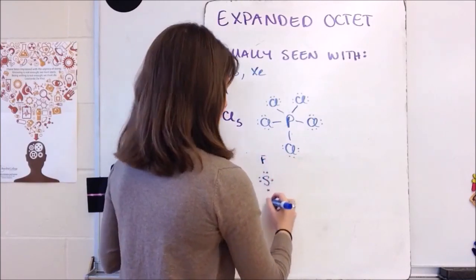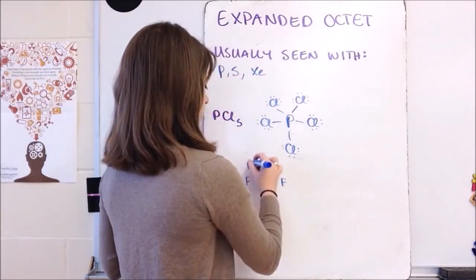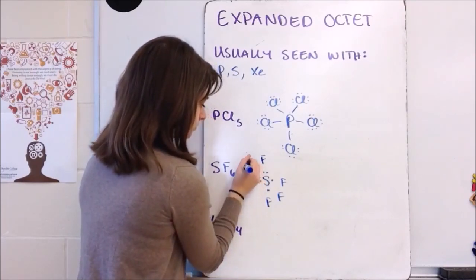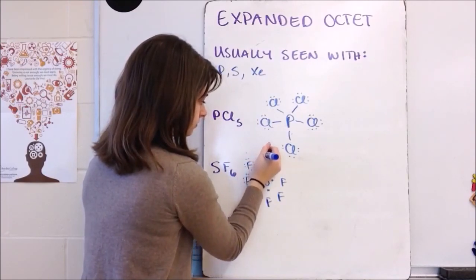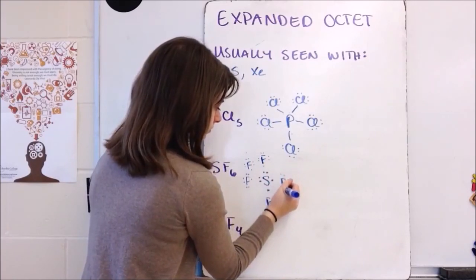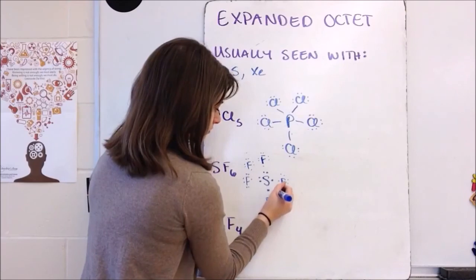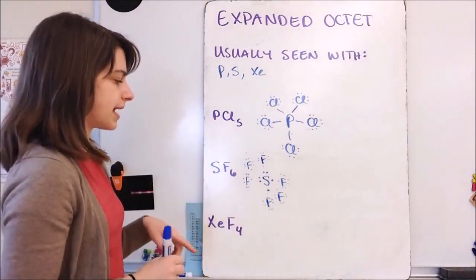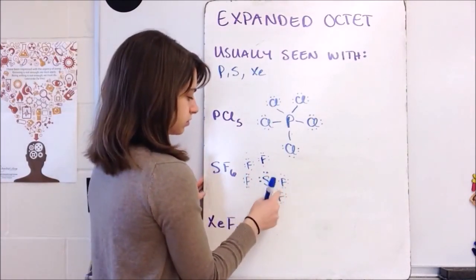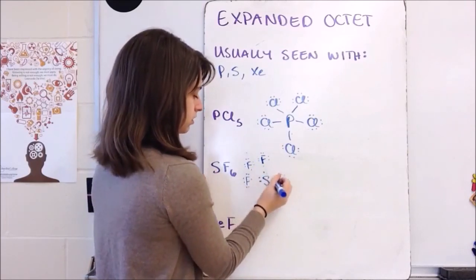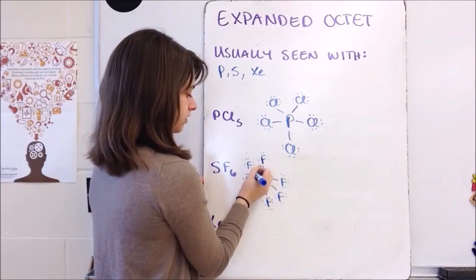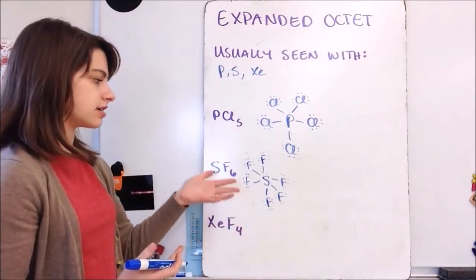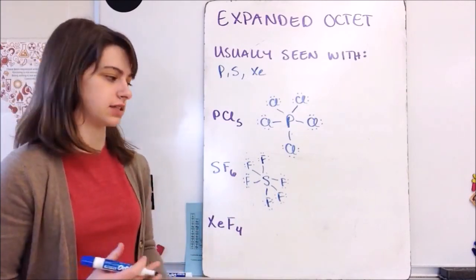And so we have 6 fluorines. So 1, 2, 3, 4, 5, 6. And each fluorine has 7 valence electrons. And so each of the single electrons on fluorine is going to bond with an electron from sulfur, even the ones in the pairs. So there's 1, 2, 3, 4, 5, 6. So again, we're still following our rule that we didn't gain or lose any electrons. However, sulfur now has 12 electrons around it instead of just its standard 8. So that makes this an expanded octet.